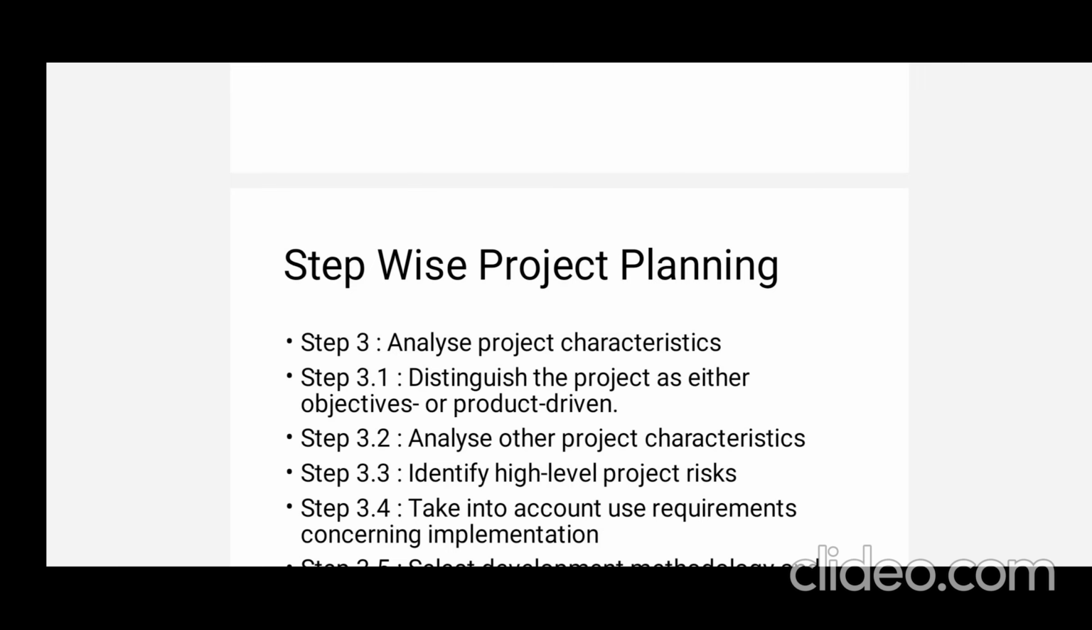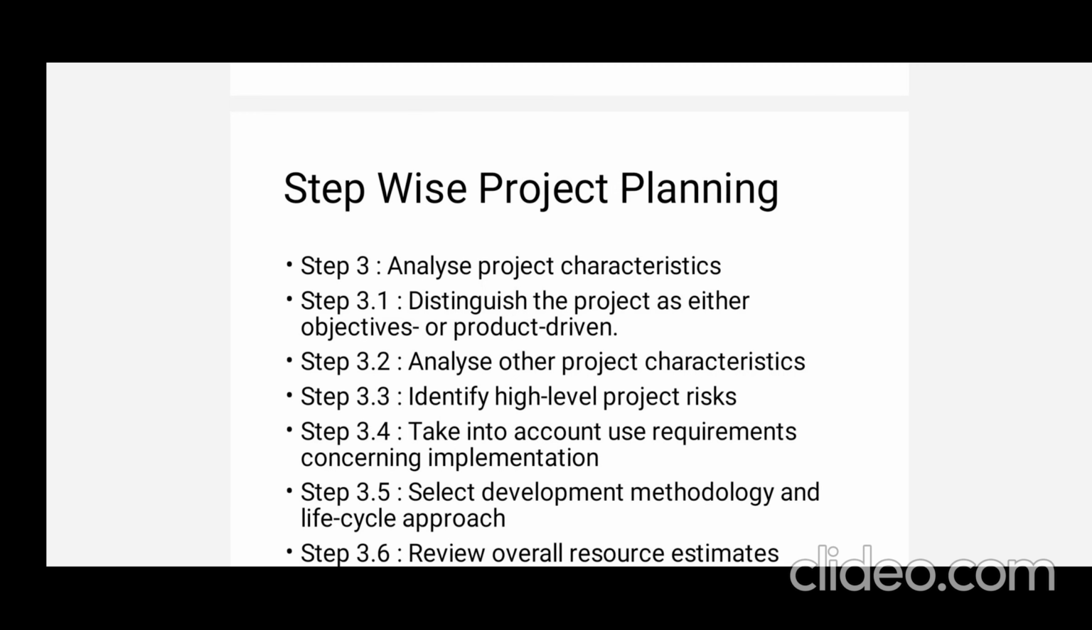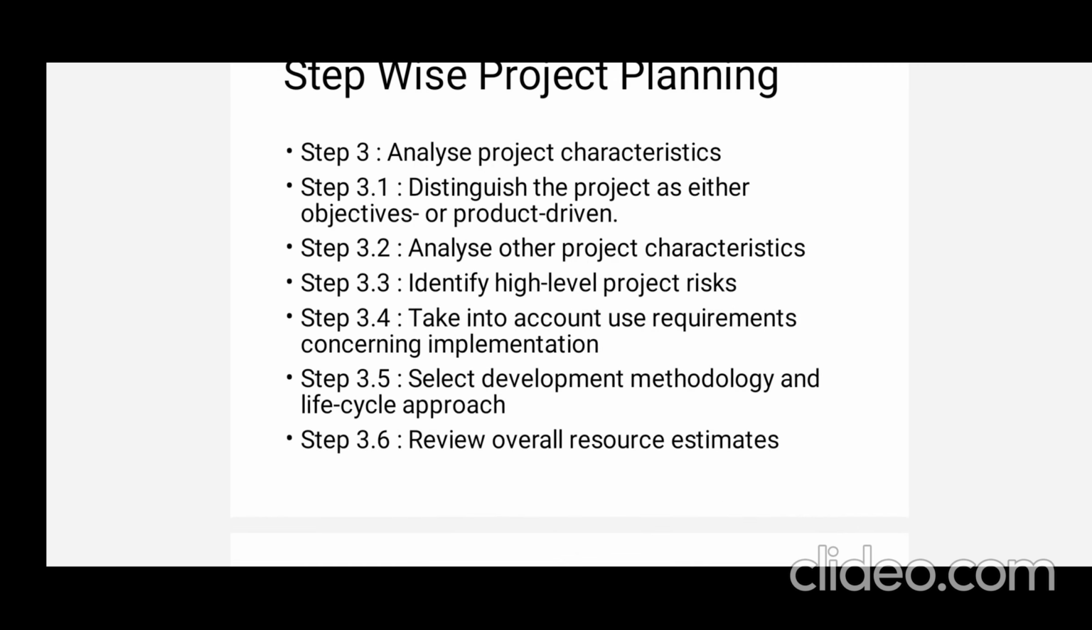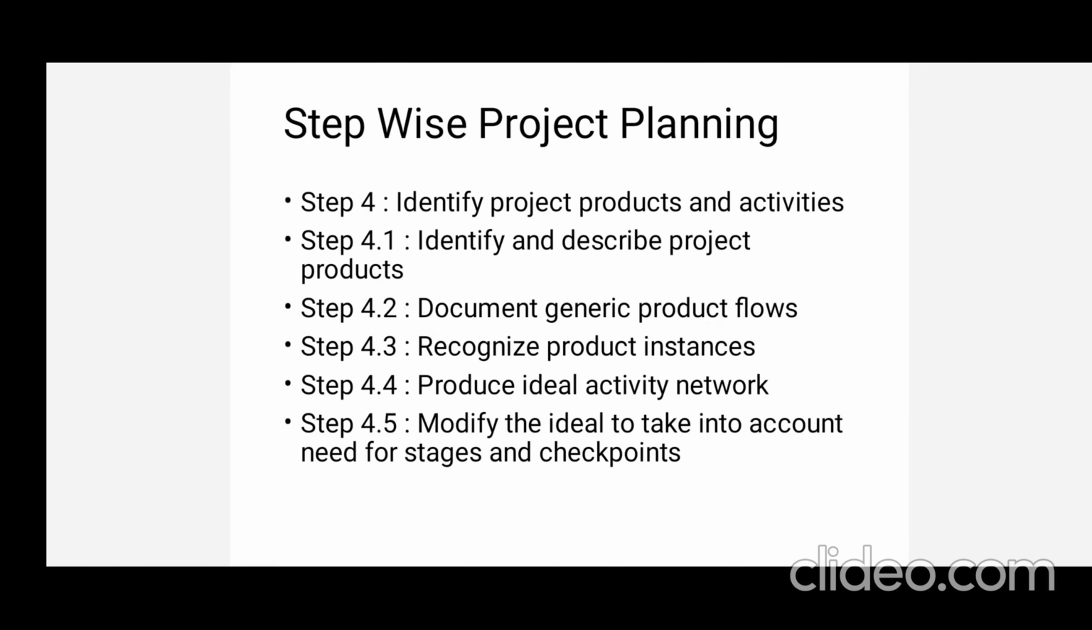Step 3.1, under step 3, is distinguish the project as either objective-driven or product-driven. The next thing is analyze other project characteristics and identify high-level project risk. Then the next step is take into account requirements concerning implementation. Then 3.5 is selecting development methodology and life cycle approach. Then step 3.6 is review overall resource estimates. Then move on to step 4, identifying the project products and activities.